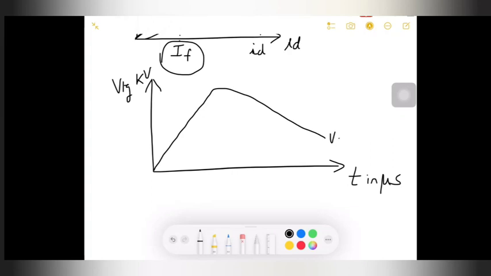This is with respect to VD, and this is VI. The amplitude is VI, and we have a current here. Let me take another color.